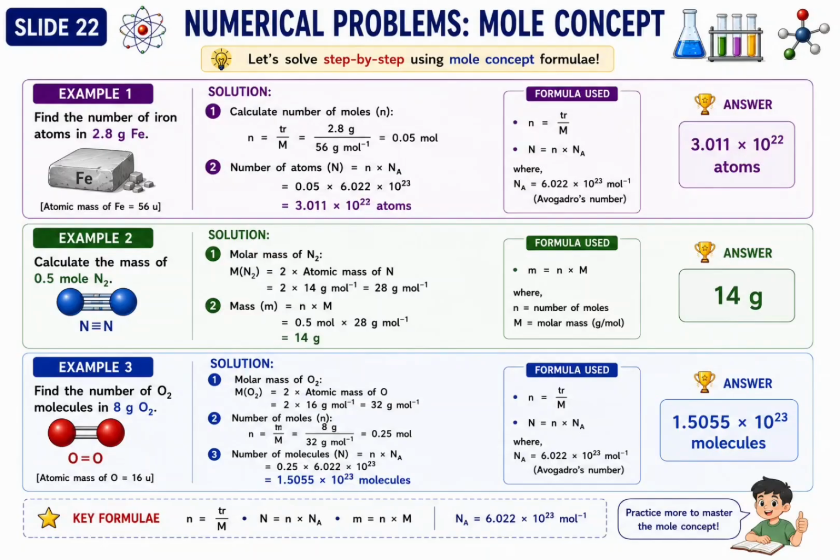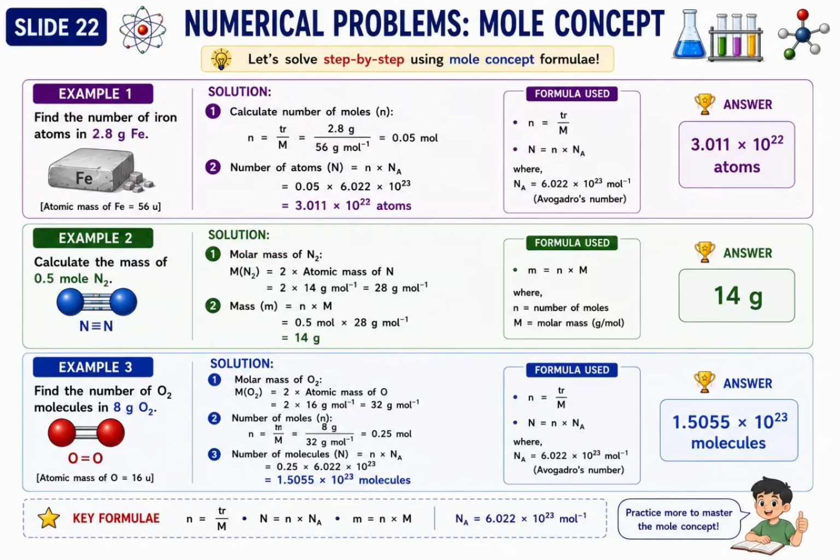Suppose we have 2.8 gram of iron and we want to know how many iron atoms are present. First we find the number of moles. Then we use Avogadro's number to convert moles into atoms. The answer is 3.011 into 10 to the power 22 atoms.